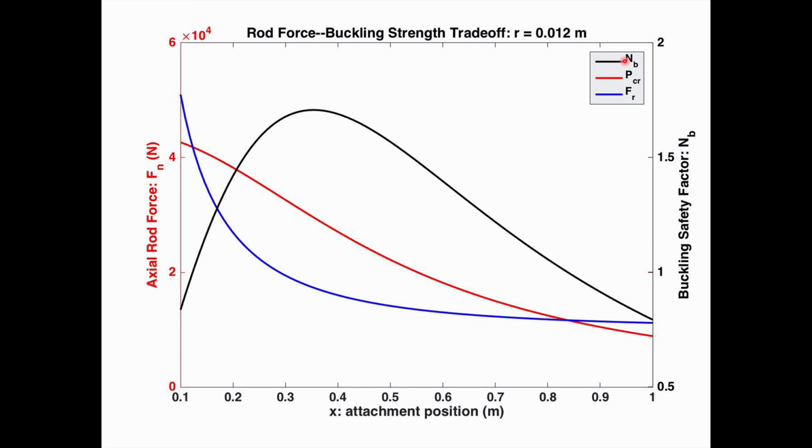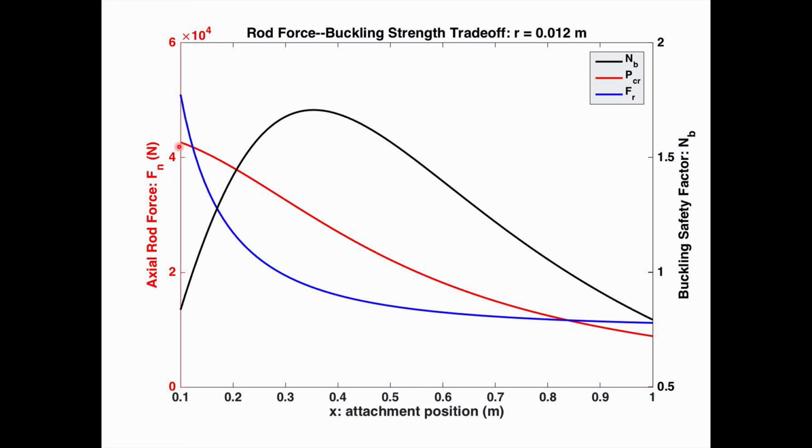Several different quantities are shown. The black line is the buckling load safety factor. And we can see how that increases and then it decreases. And that is quantified over here on the right-hand axis. And then on the left-hand axis, we have the axial rod force, and that is quantified using the blue line. We can see that with a small attachment position, this force is quite large, and then it decreases, which is expected. And this red line tells us what the critical load is for the rod.